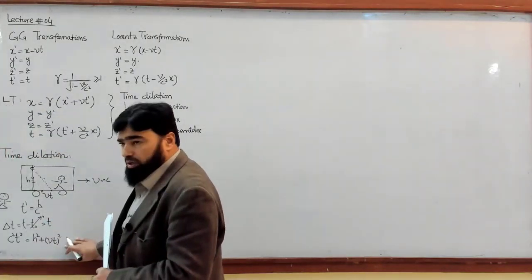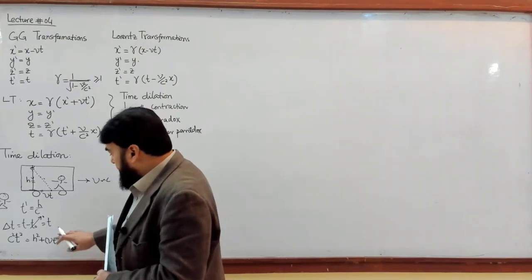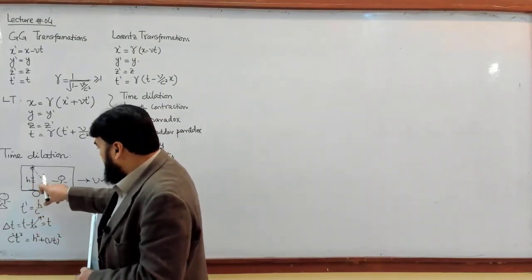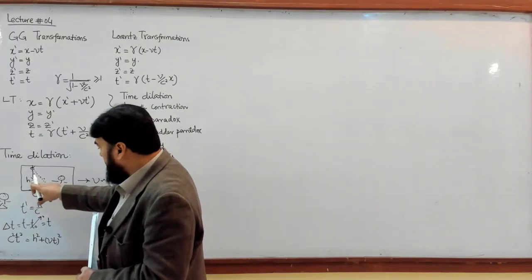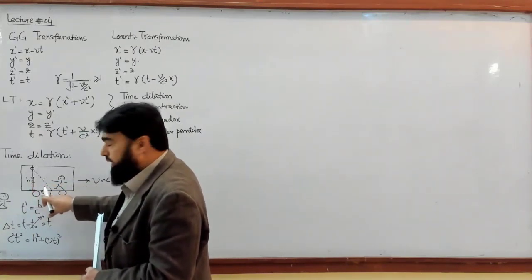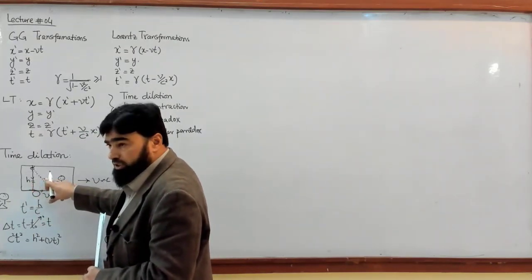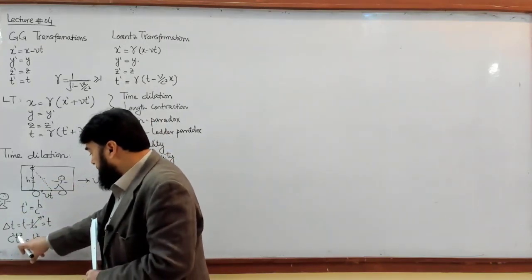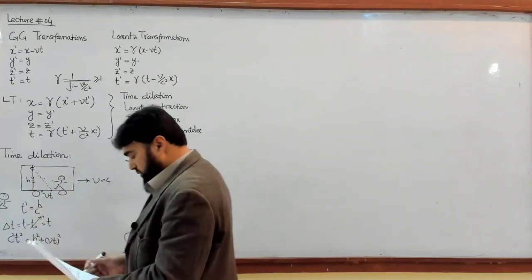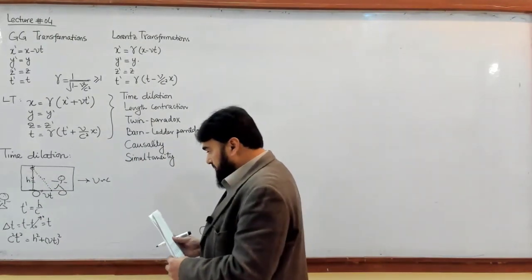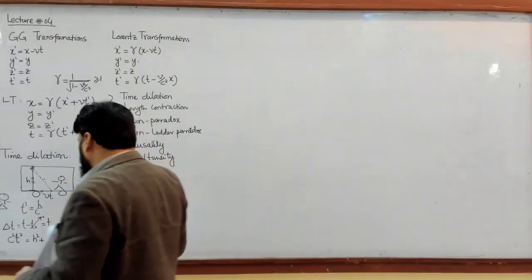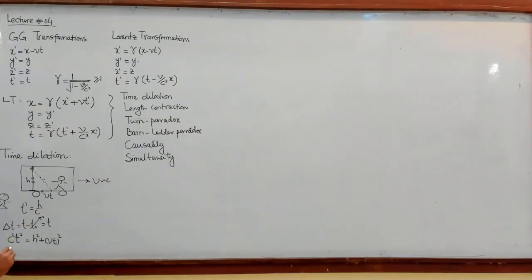The same Pythagoras theorem we are applying, and the Pythagoras theorem says that this distance squared is equal to this squared plus this squared. Now this is distance ct, so it becomes c squared t squared, then h squared plus (vt) squared. And I can write from here that t is equal to the square root of h squared plus (vt) squared, divided by c.